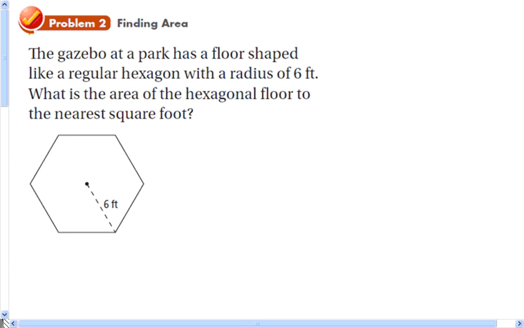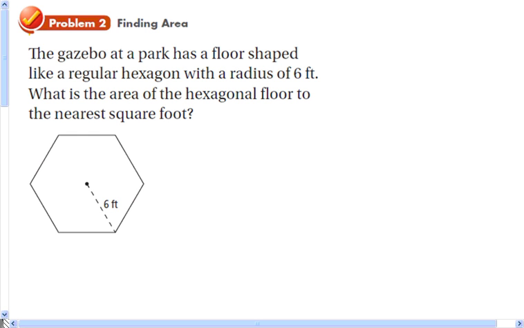All right, another problem here. The gazebo at a park has a floor shaped like a regular hexagon with a radius of 6 feet. What is the area of the hexagonal floor to the nearest square foot? So in this problem, we're given the radius, and we need to find the area of the entire floor.